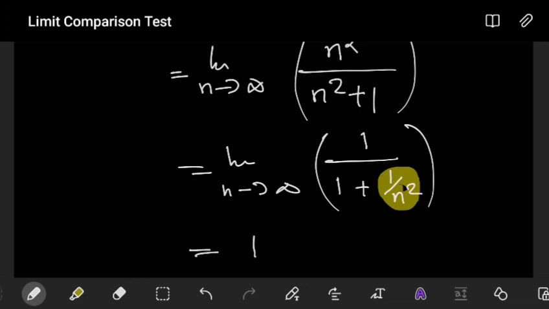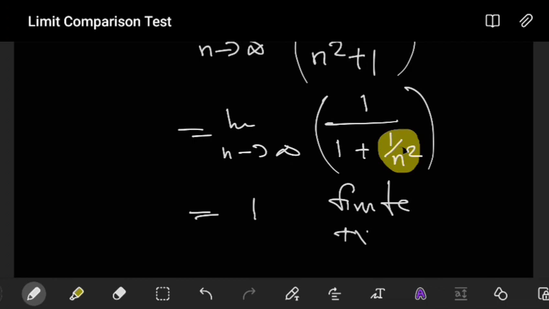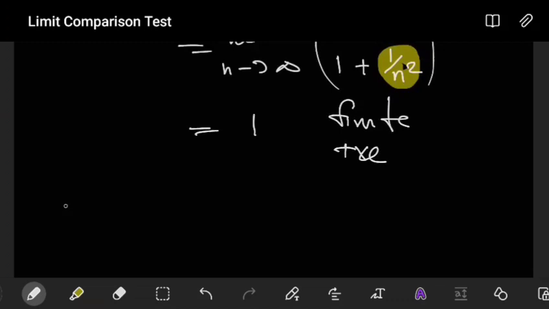And as we can see, this is finite, and it is positive. Because of that, we conclude that the comparison has been justified here. So if Bn converges, even our An converges. But does Bn converge or diverge? Bn, we said, was 1 over n to the power 3 over 2.